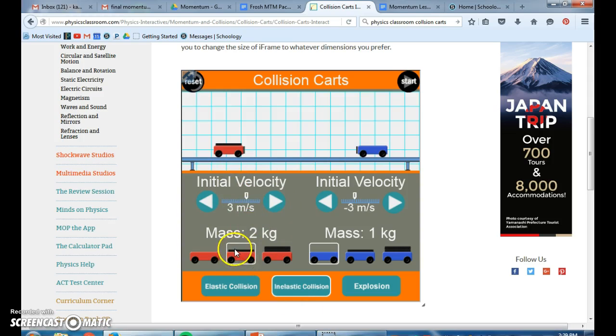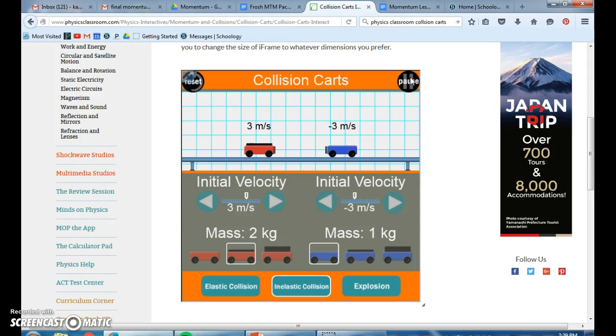So what I said was we have a 2 kilogram red cart, so you can adjust that using these buttons, and it's traveling at 3 meters per second. So I have that, but in case it's a different one, you would adjust it this way. You have, in this case, a 1 kilogram blue cart, and it's traveling negative 3 meters per second. So I click those. I know it's inelastic, and then I press start. Let's see whether or not our prediction is in fact true.